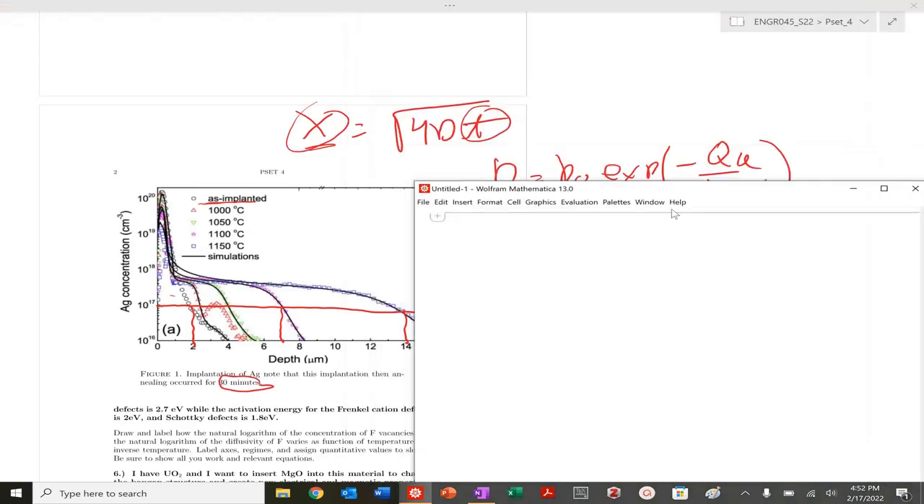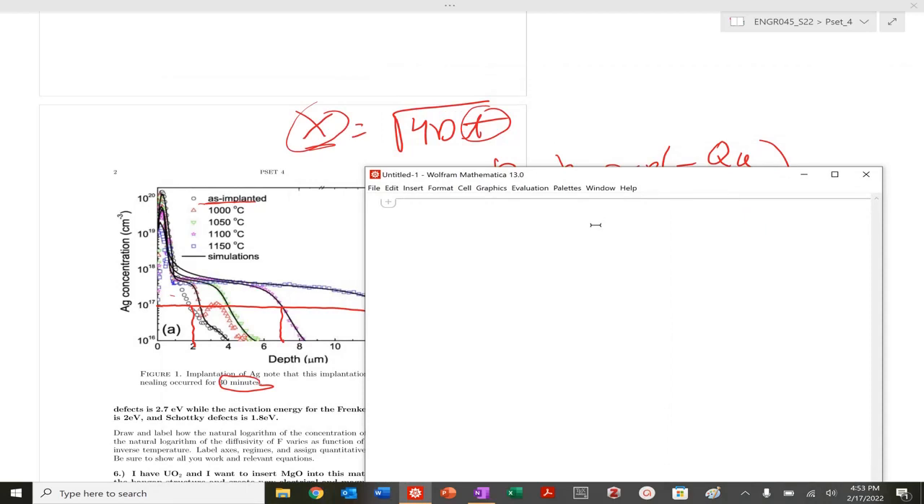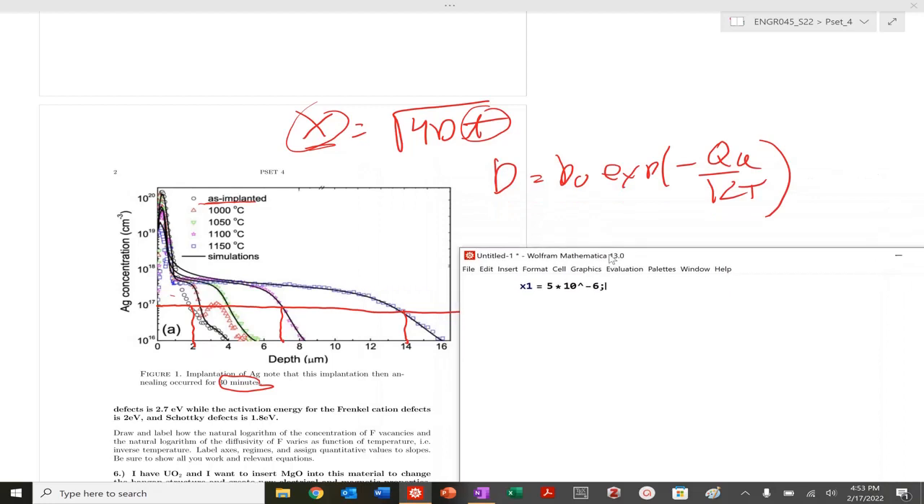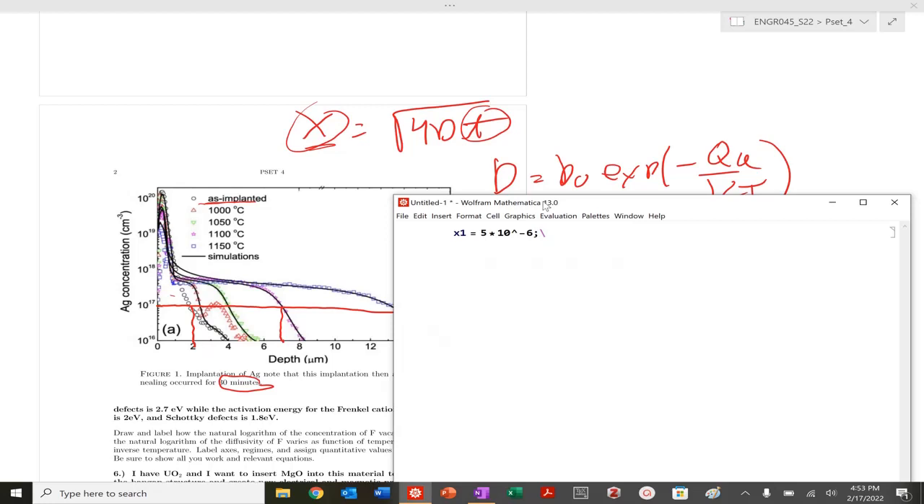So let's start to solve for this function. My x1 is going to be equal to, it's 7, but I've already started at 2, so it's actually 5 times 10 to the minus 6. The as implanted is 2 micrometers, so when I go to 7, I've only traveled 5. And the same thing for my x2. My x2 is going to be equal to 12 times 10 to the minus 6. My T1 is going to be equal to 1100 plus 273. My T2 is going to be equal to 1150 plus 273.